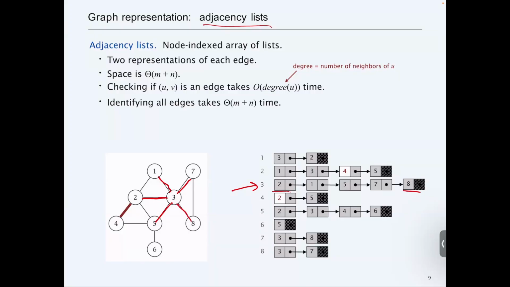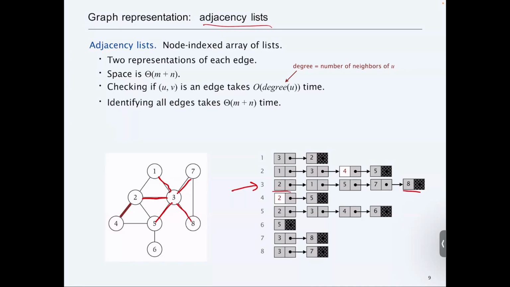Now the space usage for an adjacency list is going to be m plus n. And the reason that it's m plus n is because there are n vertices, and there are m edges in the graph, and so our space usage is m plus n, which is different than n squared. And this is a dramatic improvement if we have a sparse graph.